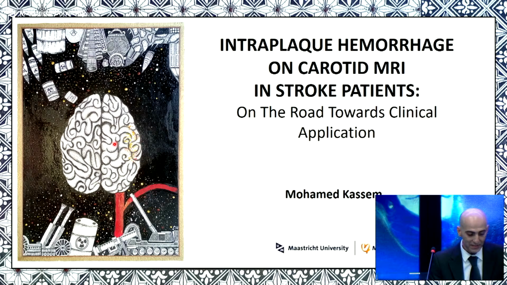You can see here this colorful area in the brain, which refers to the ischemic stroke. Ischemic stroke is a medical condition where the blood supply to a part of the brain is reduced or blocked. And here, the carotid artery, which is a major blood vessel in the neck that supplies blood to the brain.